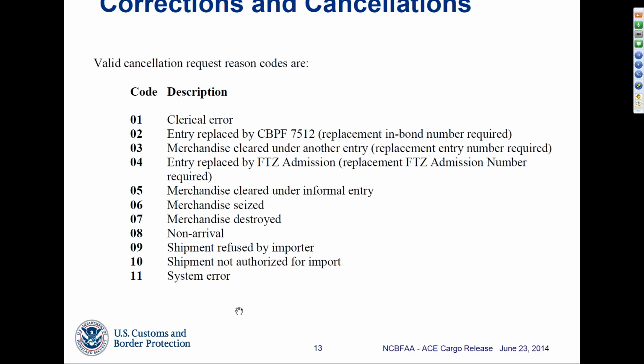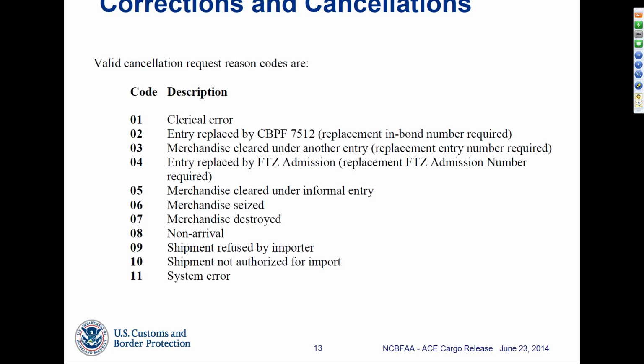Merchandise was seized. Happens. Merchandise destroyed. Sometimes another agency requires this. Sometimes for health reasons it has to be destroyed rather than entered, and exporting is not practical. That would have been done under CBP supervision. Non-arrival. Never got on board. Shipment refused by importer. It does happen, but even when that does happen, some other disposition has to happen to that cargo before CBP will alleviate the liability for the importer.